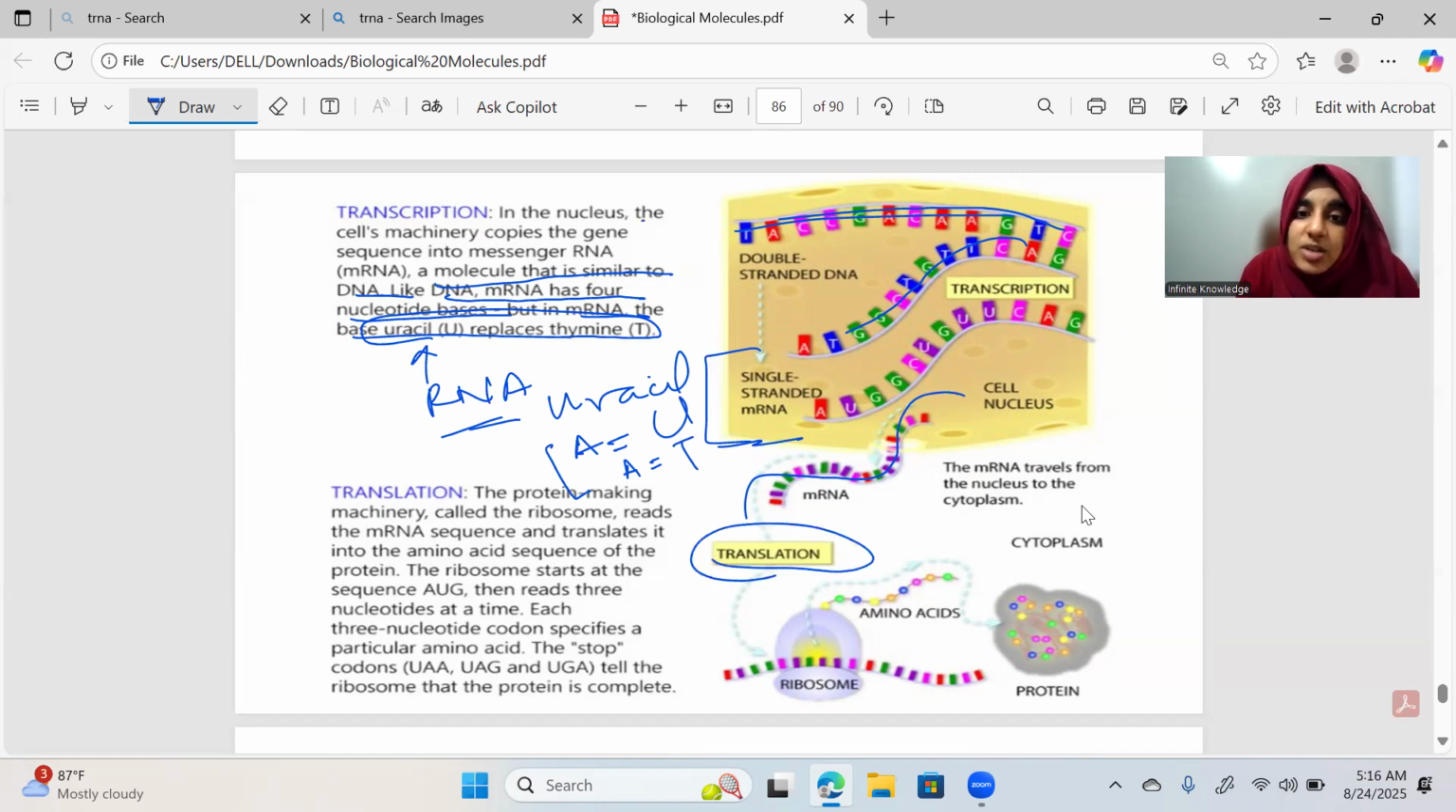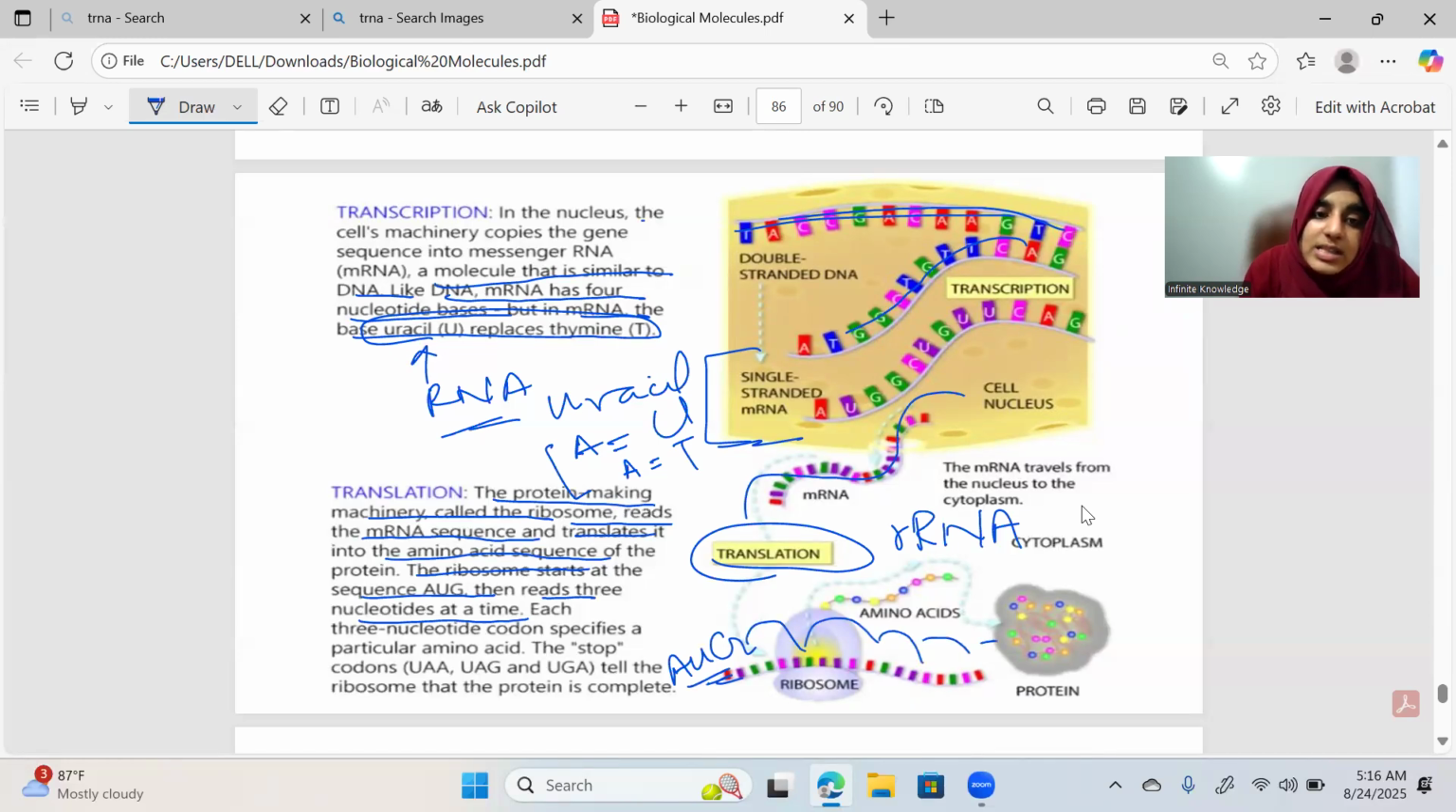Translation happens. For translation, we need the ribosomal RNA, right? The protein-making machinery that is known as the ribosome reads the messenger RNA sequence. It goes from the nucleus to the cytoplasm to the ribosome specifically, and the ribosome reads the sequence. It translates it into the amino acid sequence of the protein. It makes a complementary strand for an amino acid, right? Now the ribosome starts at the sequence AUG, then reads 3 nucleotides at one time. So it starts at AUG, which is the start codon. After that, it keeps on reading more and more codons that help in the formation of protein. Each specifies a particular amino acid.